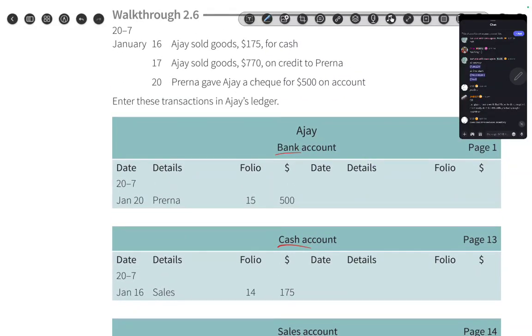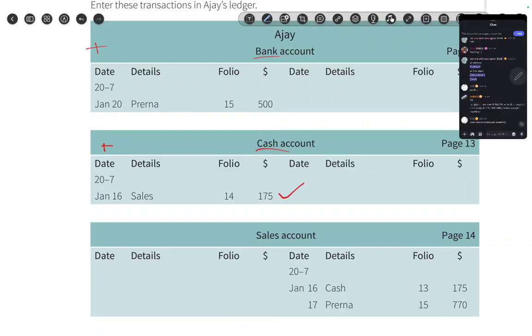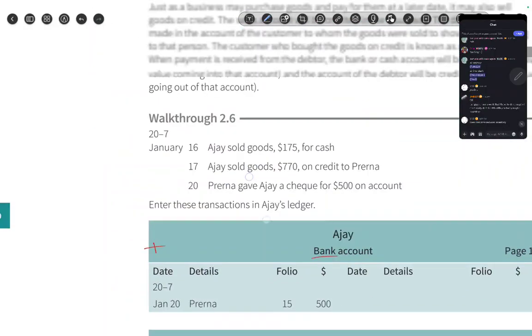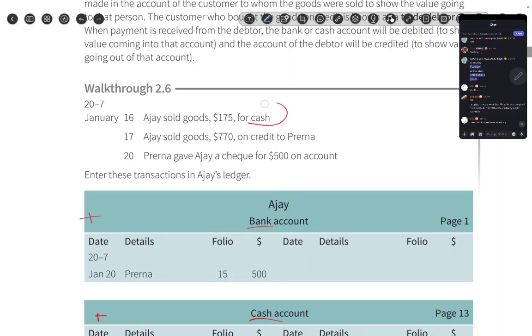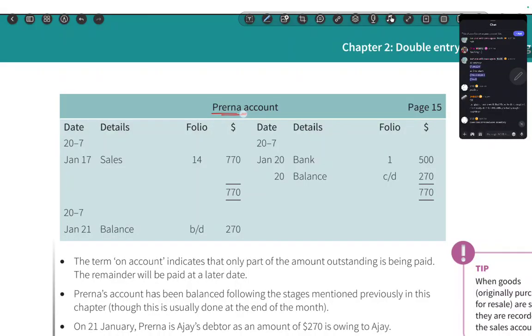Your cash is increasing, so debit cash, debit the receiver, and credit the giver. What is causing the cash to increase? Sales is giving money to cash, so you're debiting the receiver and you're crediting the giver. Buy 175, and the detail is cash. We don't really have the name for this person, so we write cash only. Normally when you have a name, you write the name of the person and you make their own separate account.